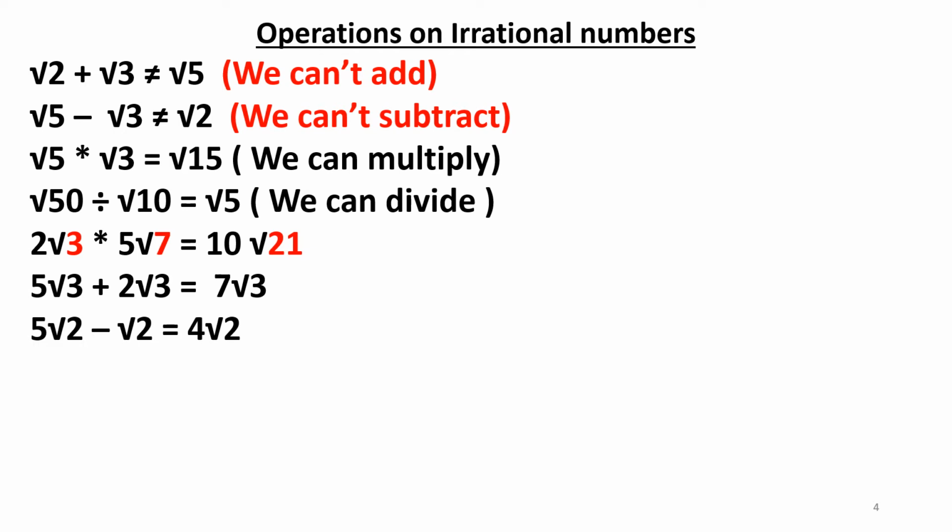5 root 2 minus root 2. Root 2 means 1 root 2. So 5 root 2 minus root 2 is 4 root 2. Consider root 8 as y. y plus y plus y. That is root 8 plus root 8 plus root 8 is 3 root 8.